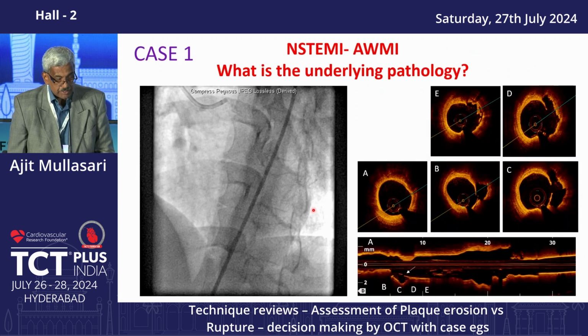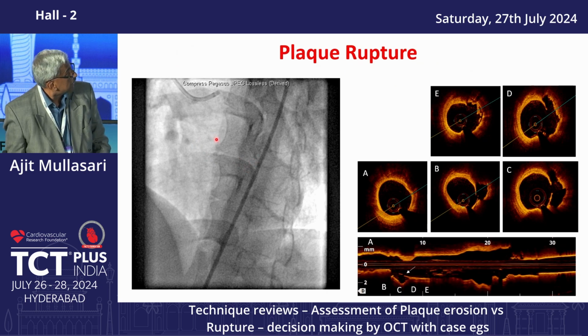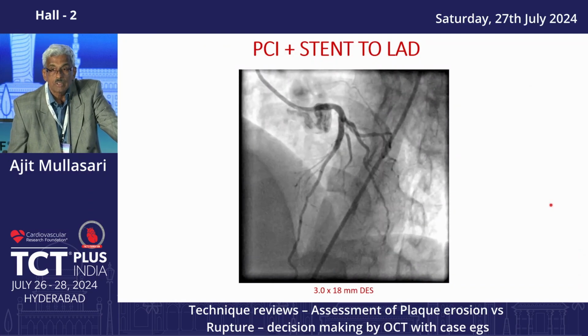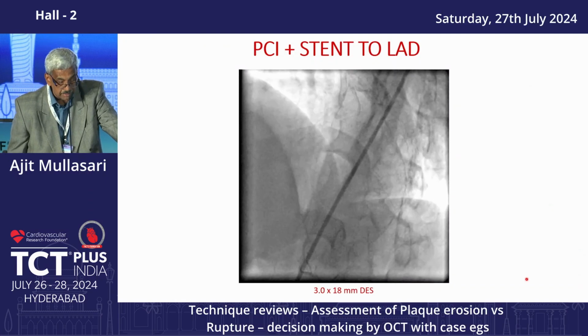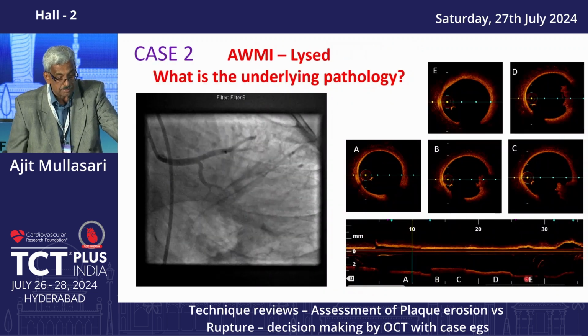Now, let's go to the first case. I'm not sure why the angiogram is not running, but what it shows here is a typical stenosis in the LAD which has a plaque rupture, and this is a no-brainer. This patient needs a PTCA and a single stent, and this is clear-cut, what we do in day-to-day practice.